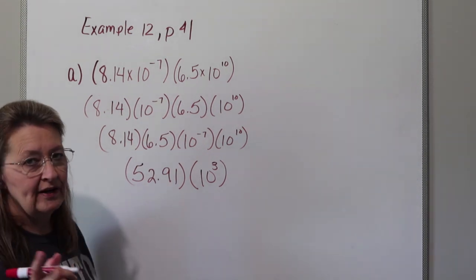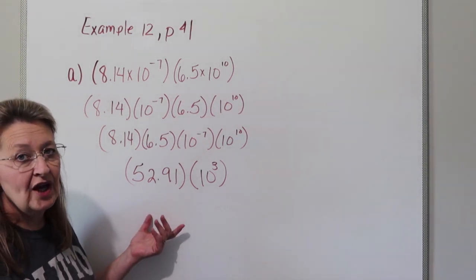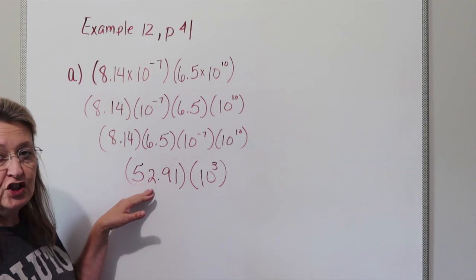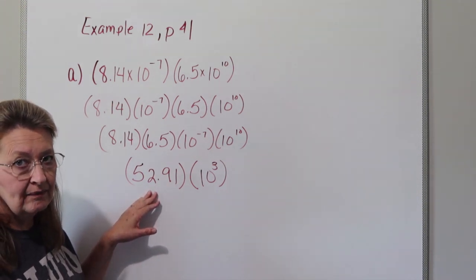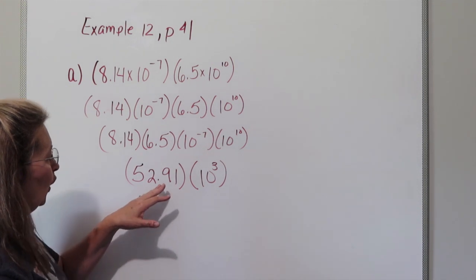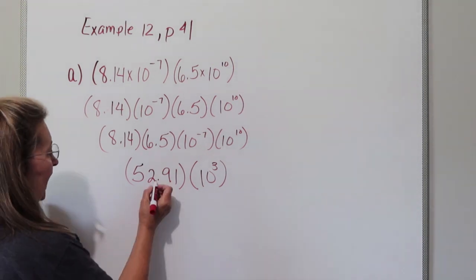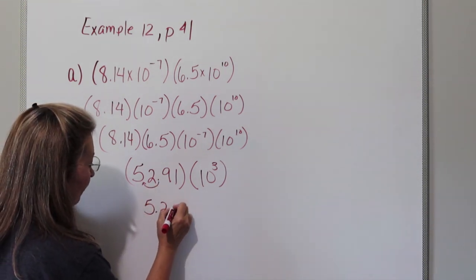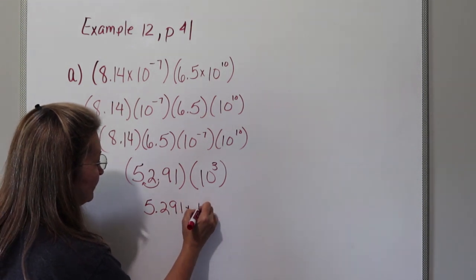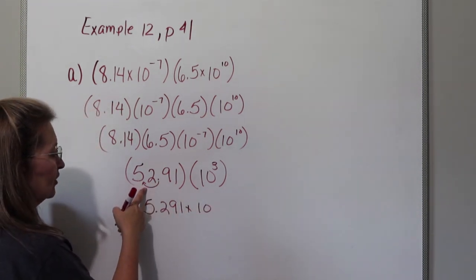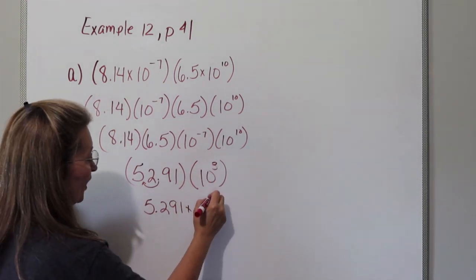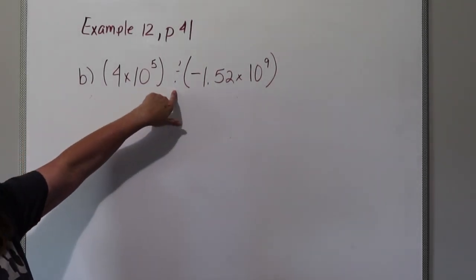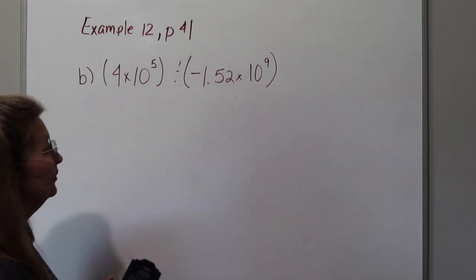Okay, but that's not your answer, because this is not in scientific notation. Why is it not? Because this number is 52. It's not between 1 and 10. So here's where you have to do some adjusting. Where do I need this decimal to be? I need the decimal to be over here. I need for this number to be 5.291. Now what's that going to do here? Well, I moved it to the left once here, so I'm going to have to raise this by 1 power. Okay, let's look at problem B. This one is division. So let's see what we're going to do here.